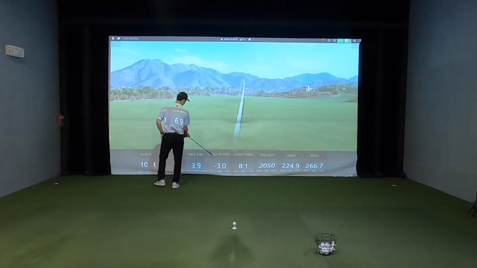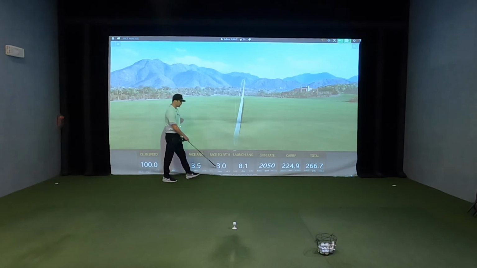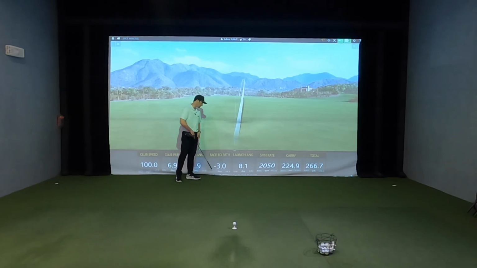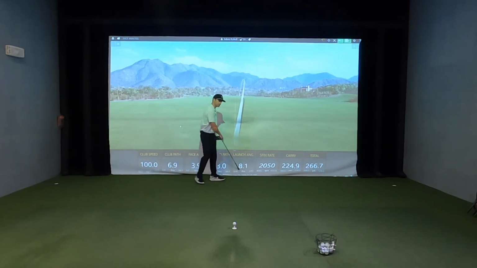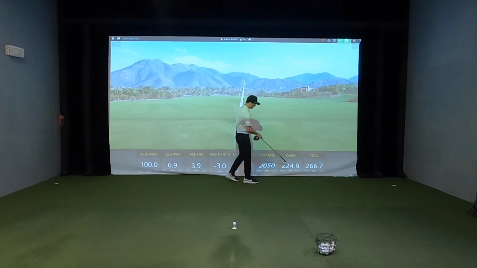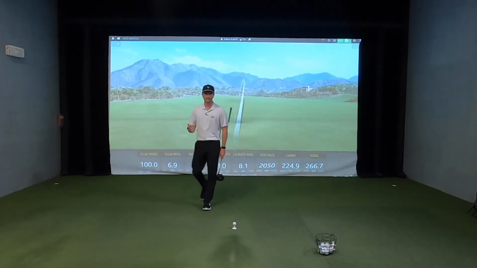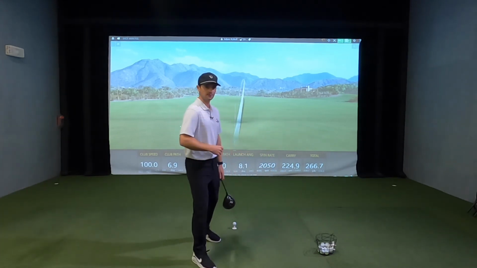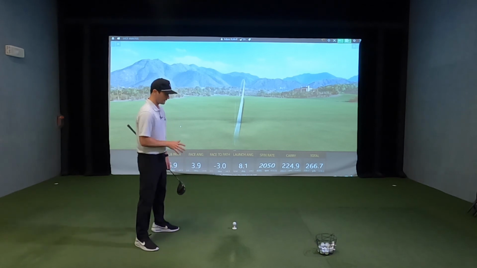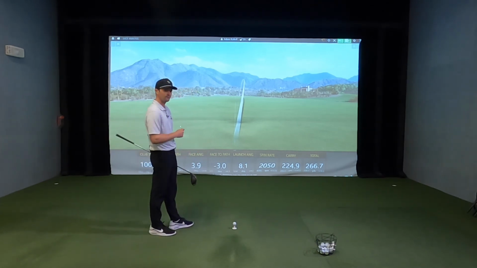And you can see here, face to path does the math between these two. So my face was closed relative to the path, 3 degrees. Look at my launch, 8 degrees. Launch came way down. Spin, way down. Carry, 224. Total, 266. Look at that rollout. So I just gained a ton of yards just by fixing my slice, by coming a little more shallow from the inside and closing that club face.